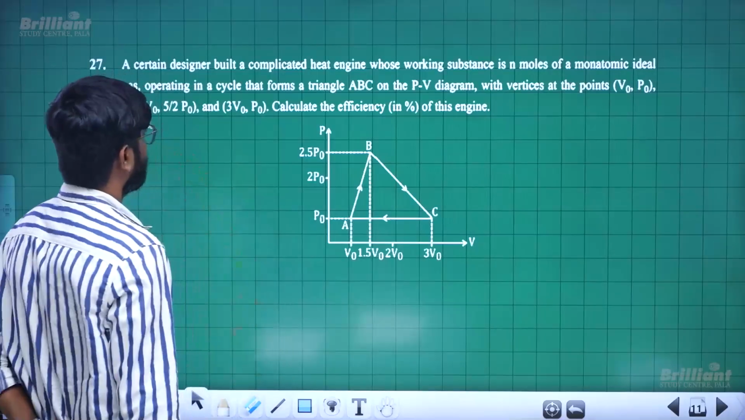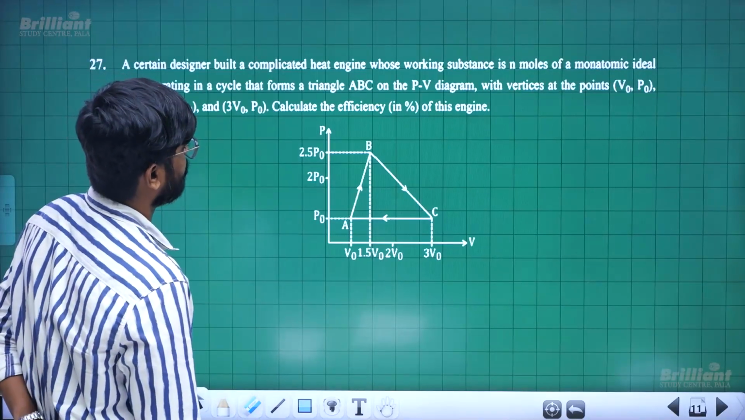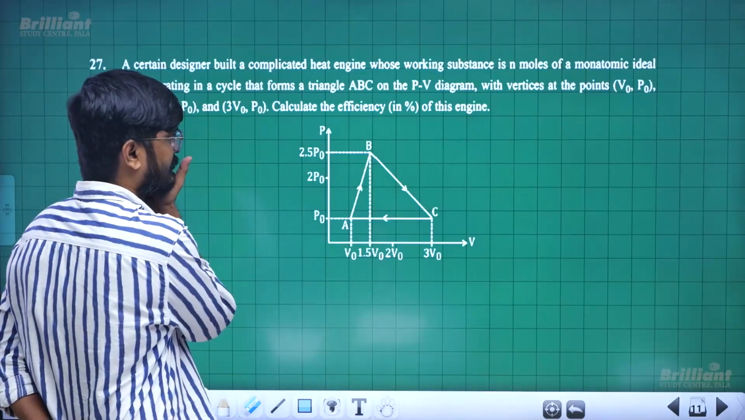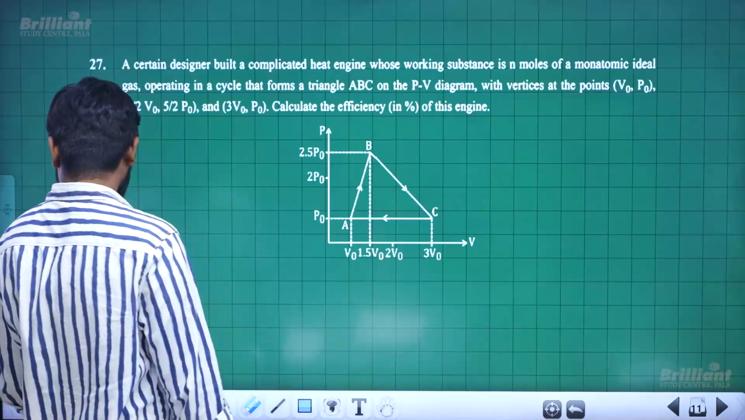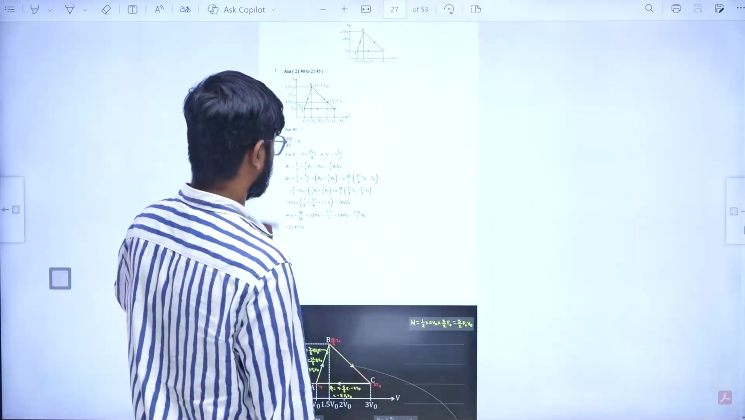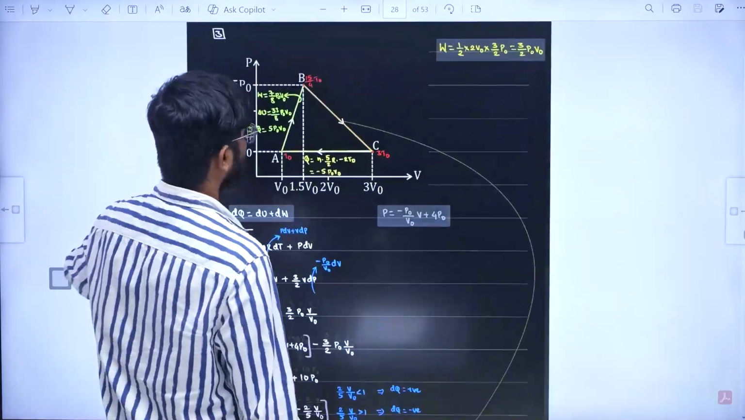A certain designer built a complicated heat engine whose working substance is n moles of monatomic ideal gas operating in a cycle that forms a triangle ABC. Calculate the efficiency. Understand efficiency is work done by heat given to the gas or heat taken by the gas.